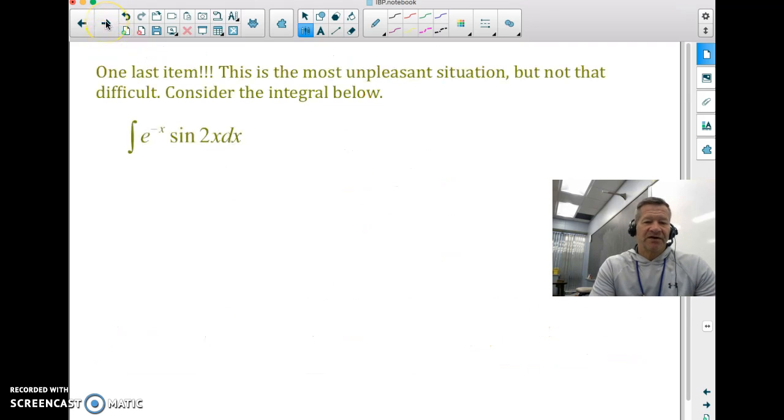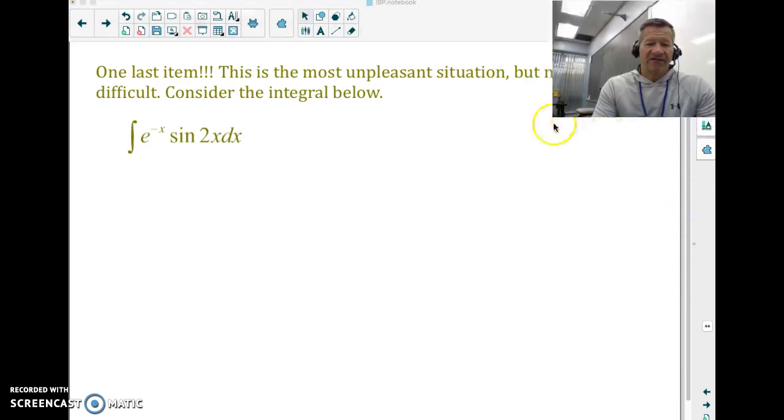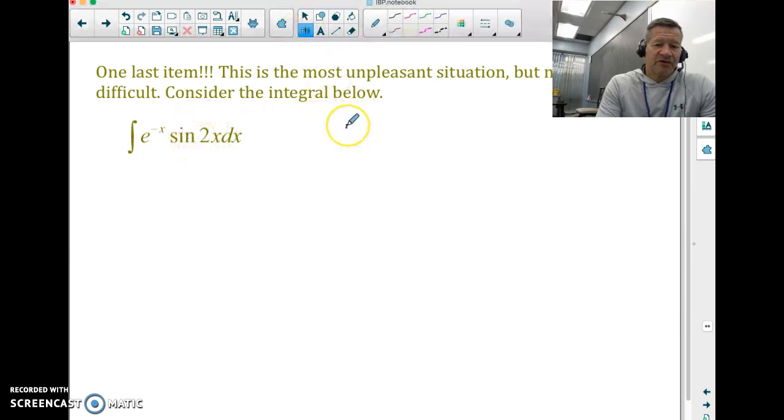Now the last one is a little bit unpleasant, but we are going to find the antiderivative of this. Now watch, this is kind of weird. We want the antiderivative of e to the negative x sine of 2x dx. So using ILATE, I got this trig function. So I'm going to let u equal the sine of 2x, and then dv will be e to the negative x dx.